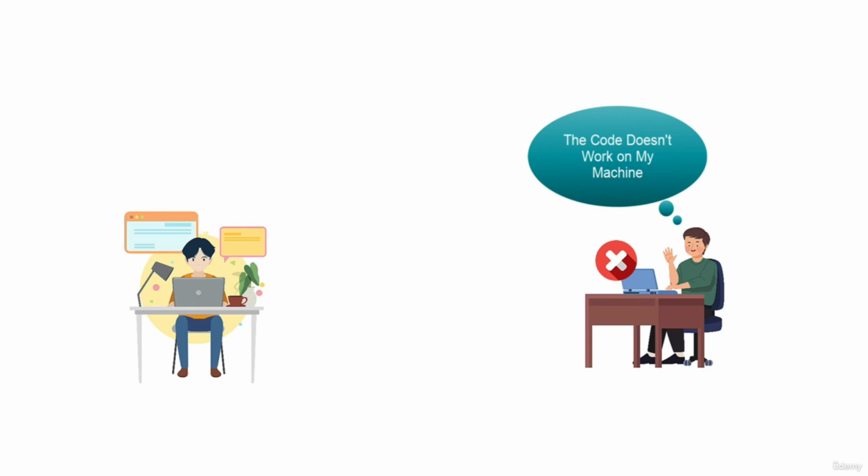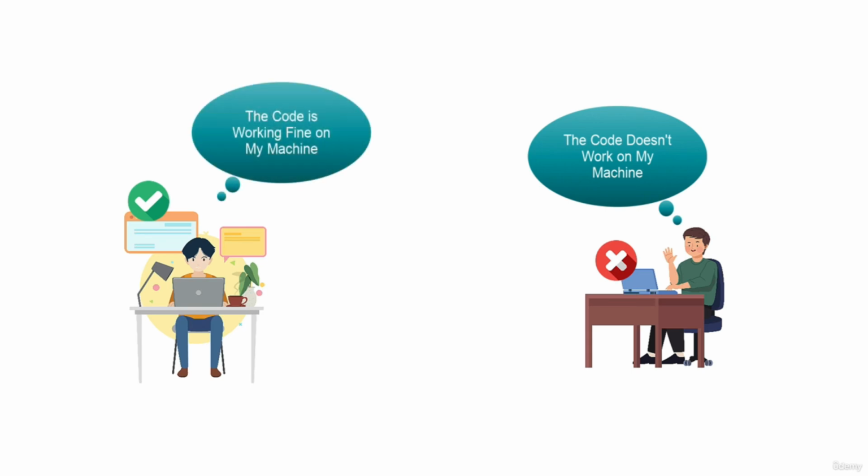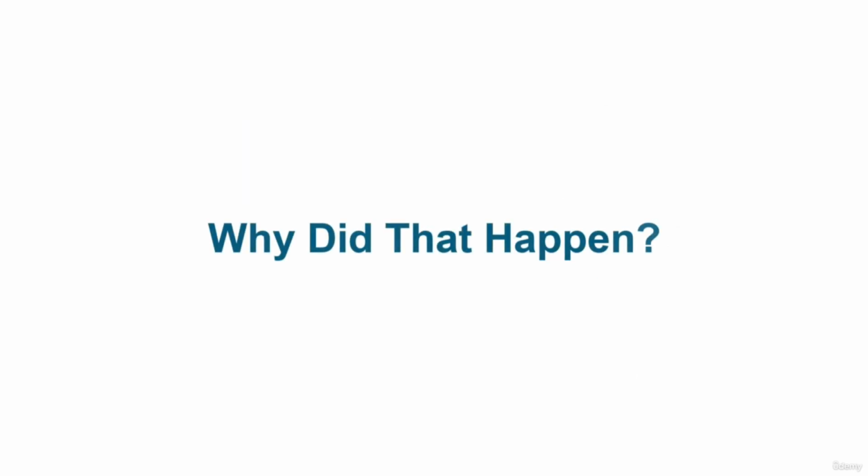However, you are confident that the code is fine. But just to be sure, you run it on your machine one more time and yeah, it works flawlessly. There is nothing wrong with the code. So you go back to Adam and tell him, hey, the code is working fine on my machine. Why is it not working on your machine? Now, why did that happen? Why is it that the same code works on one machine but fails to run on the other? Let's try to look into the possible reasons.